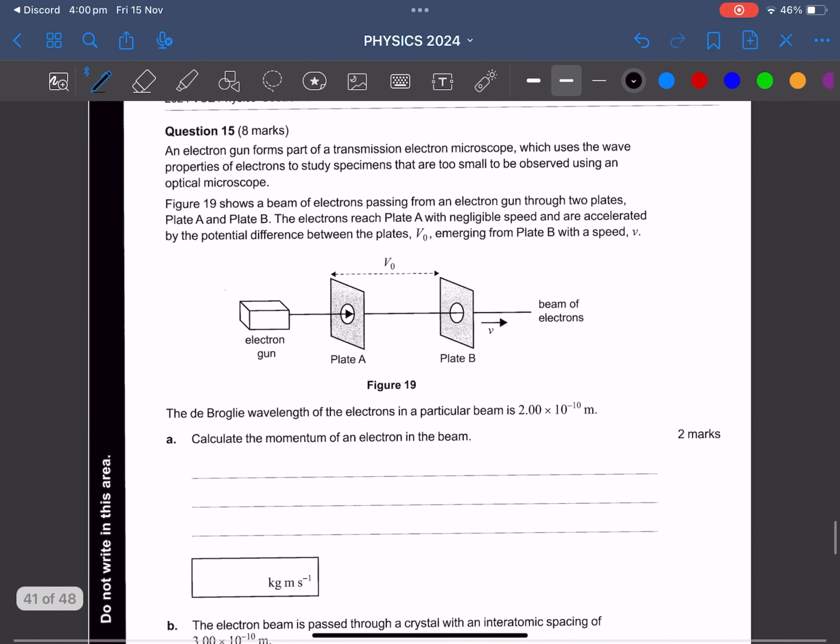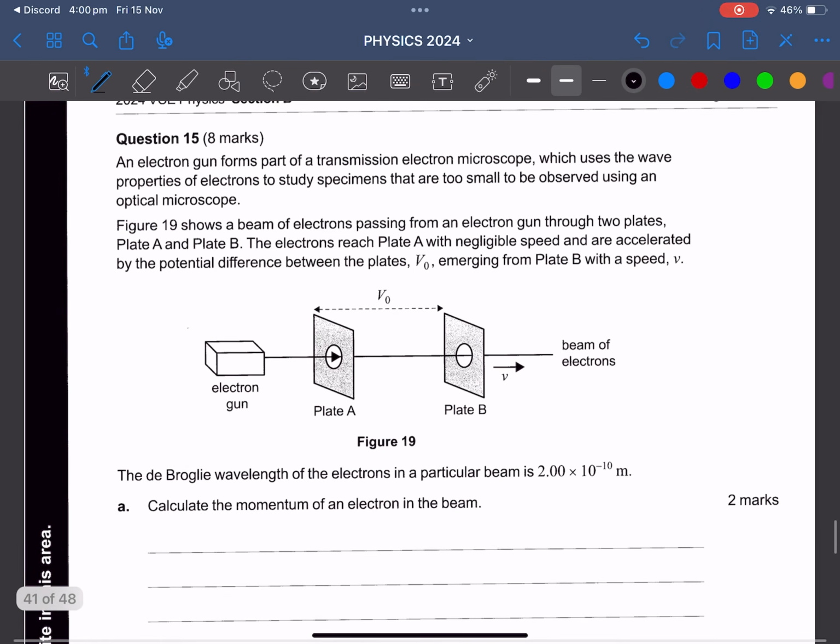Okay, question 15. An electron gun forms a part of a transmission electron microscope, which uses the wave properties of electrons to study specimens that are too small to be observed using an optical microscope. Figure 19 shows a beam of electrons passing from an electron gun through two plates, plate A and plate B. The electrons reach plate A with a negligible speed and are accelerated by a potential difference between the plates V0, emerging from plate B with a speed v.